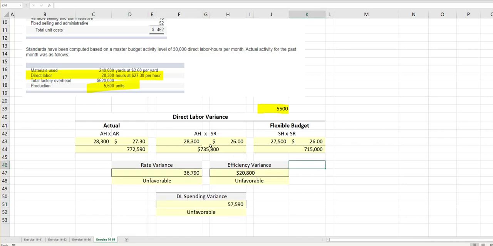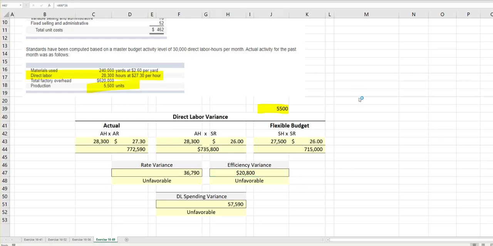But more to the point, we should have spent 27,500 hours making these 5,500 units. It took us 28,300. We can also calculate this variance as the difference in hours. We worked an extra 800 hours at a standard cost of $26 per hour.